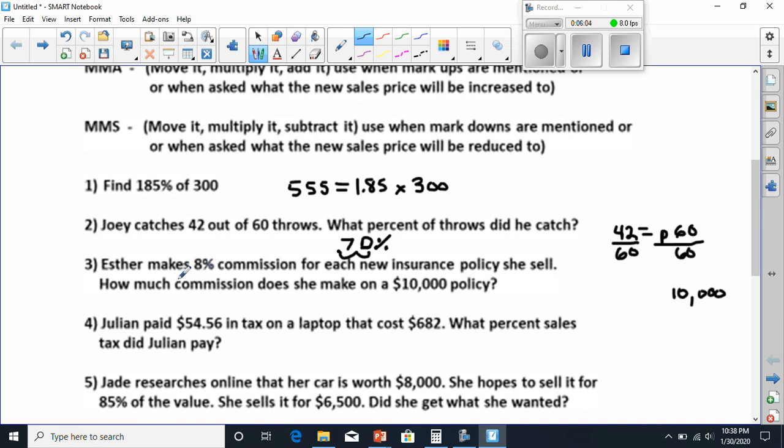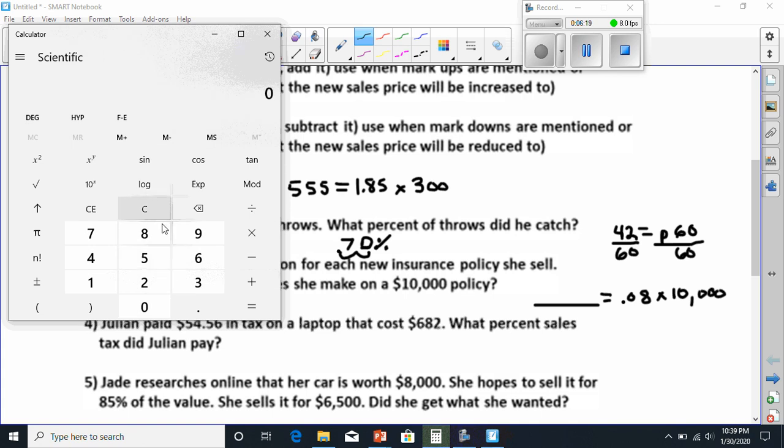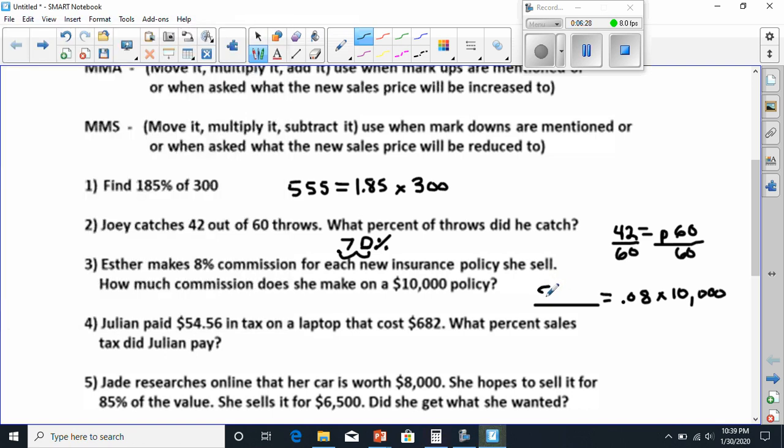We have to move that decimal over twice. So we're going to be multiplying this to 0.08. And that's going to equal the amount that we're going to make from it. So let's see. We bring it up. We're going to have 10,000. We're going to multiply that to 0.08, and we're going to get $800. So our cut is $800, or I should say Esther's cut.